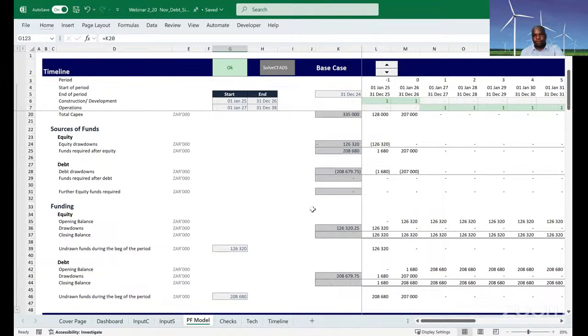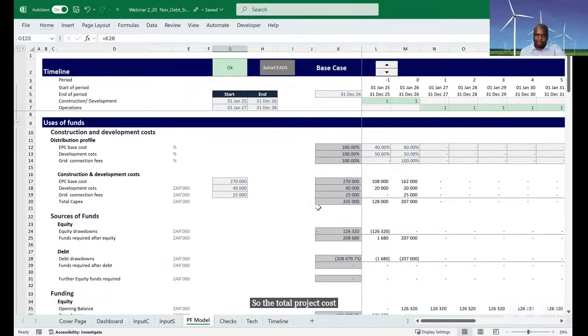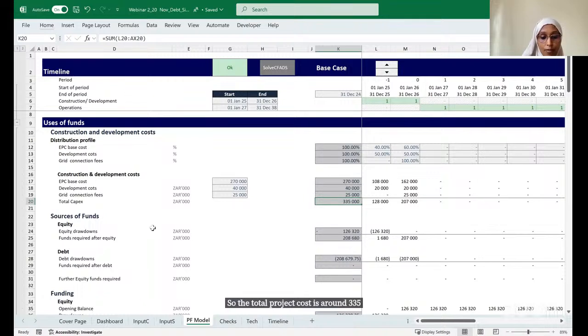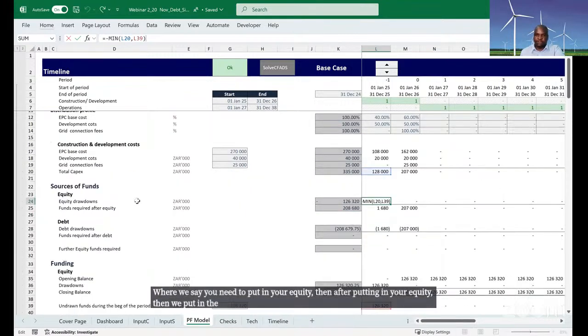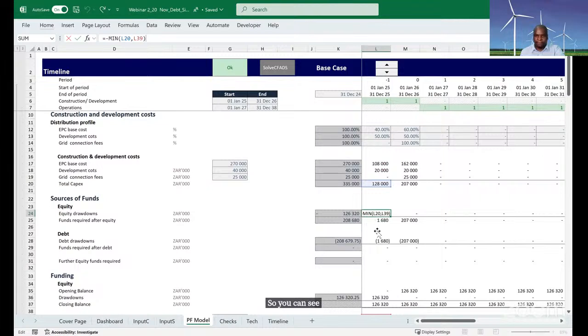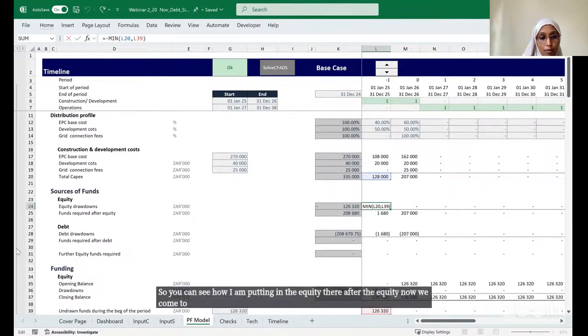So the total project cost is around 335, and to fund this particular project, we are using the equity first method, where we say you need to put in your equity. Then after putting in your equity, then we put in the debt. So you can see how I am putting in the equity there. After the equity, now we come to debt.